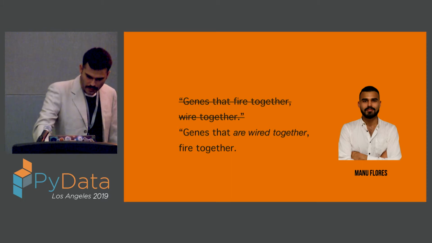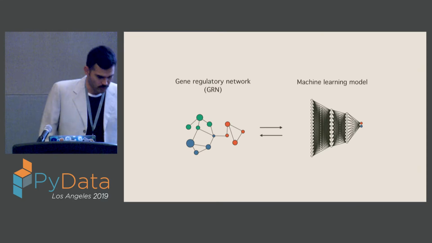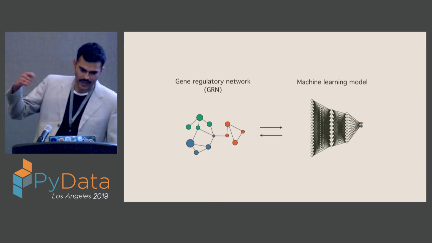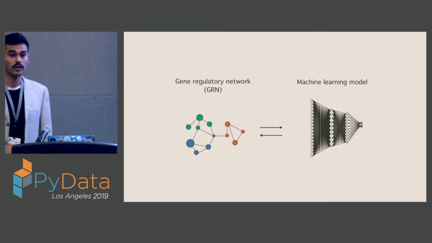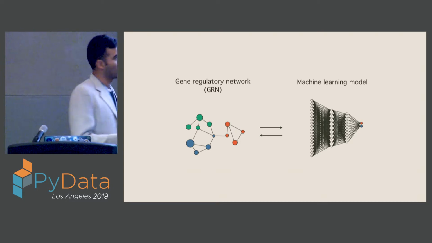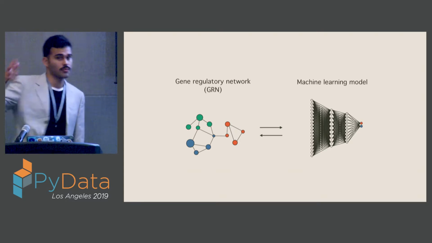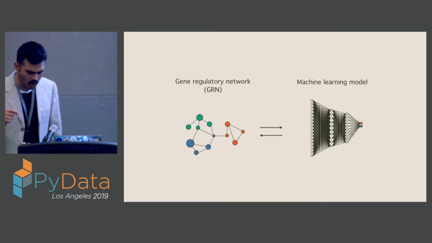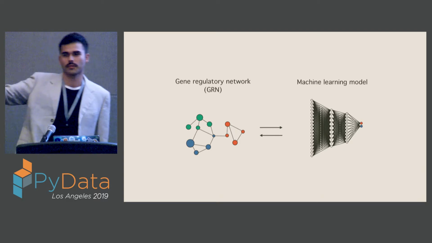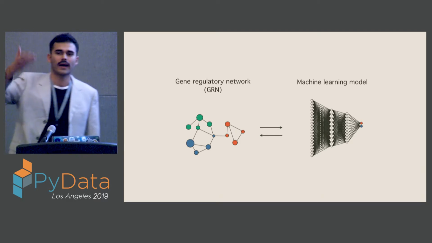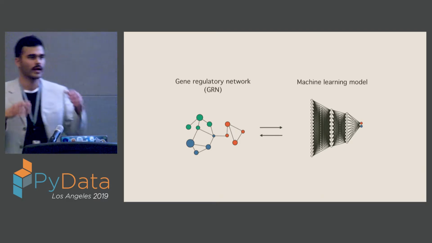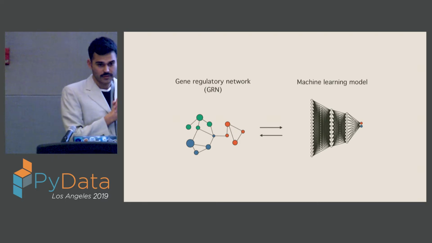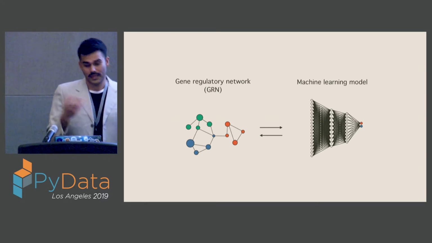Just to give you a sense of what we're going to do today: we're going to use the knowledge that we already have from biology, that is gene regulatory networks, and then we will train a machine learning model, and try to go back and create a feedback between these two kinds of networks.